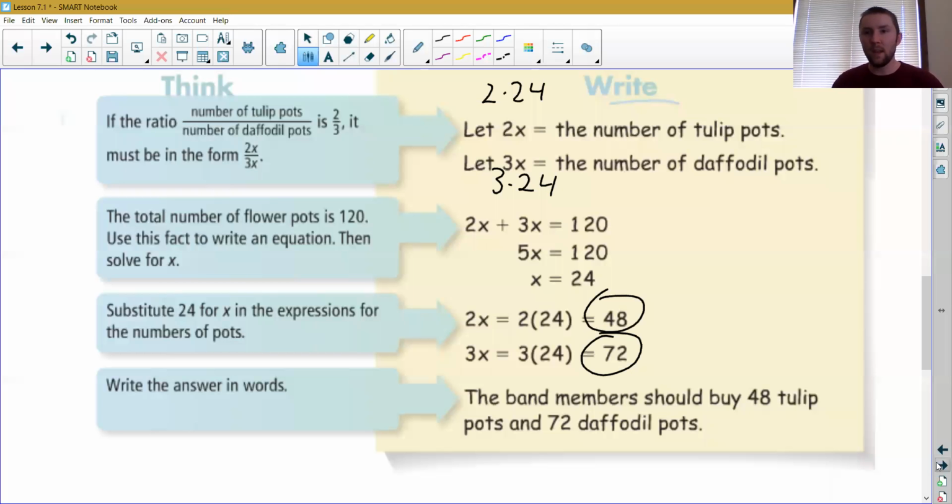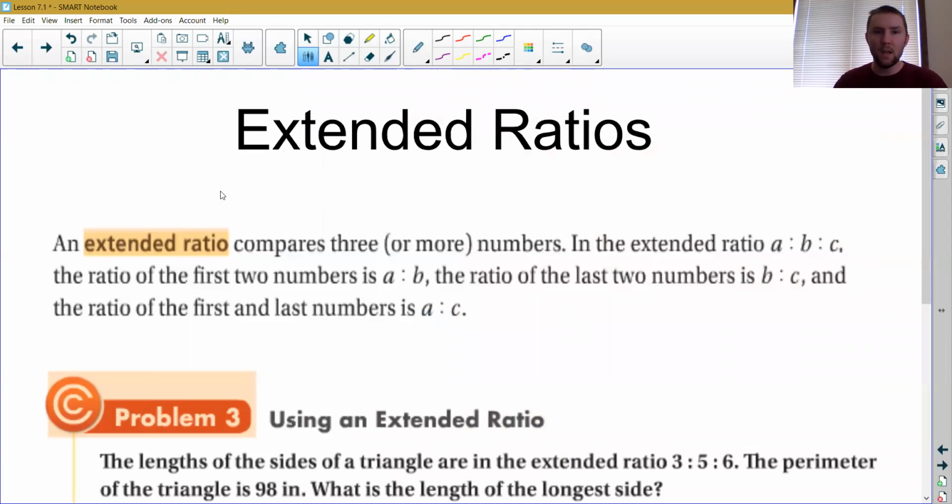Okay, so if we look then at a geometry example of this same kind of thing, we end up using a lot in geometry class what we call an extended ratio. Okay, an extended ratio is basically a ratio of more than 2 numbers. It actually relates 3 or more numbers or quantities together.